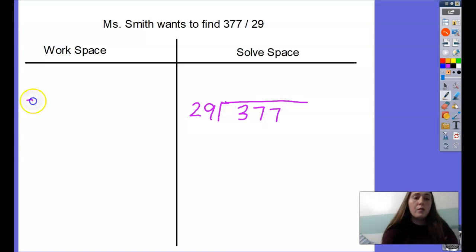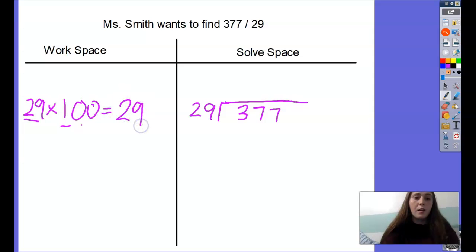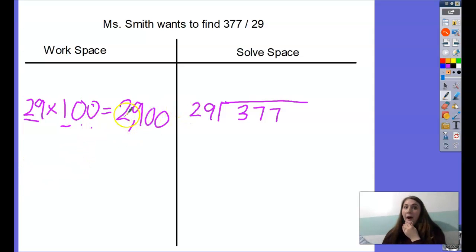So we do 29 times 100. 29 times 1 equals 29, and then annex the two extra zeros. We get 2,900. I cannot subtract 2,900 from 377. This number's way too big, so I need to go down a place value.